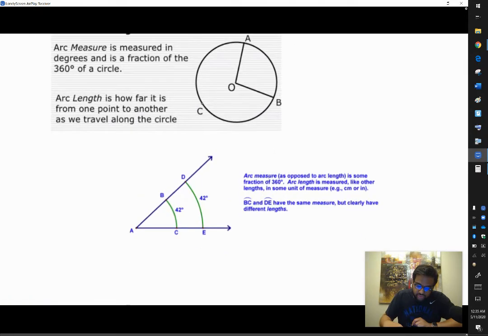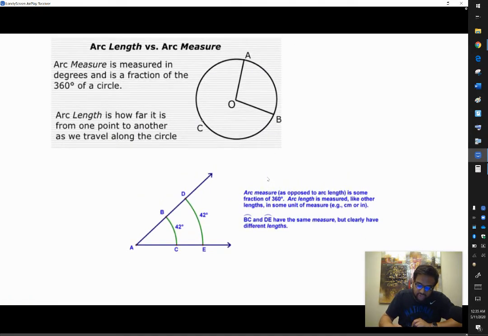We mentioned arcs earlier. Arcs can be thought of in two different ways, both the length and the measure. The length of an arc is what you'd think it would be, the actual physical length of the arc. How many units is it? How far is it from one point to the other along the edge of the circle? So that would be measured in inches, feet, centimeters, things like this.